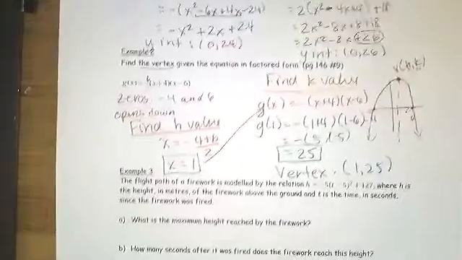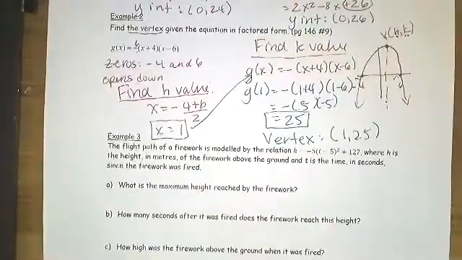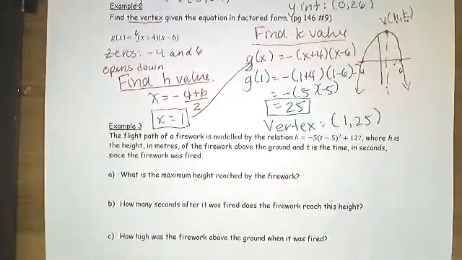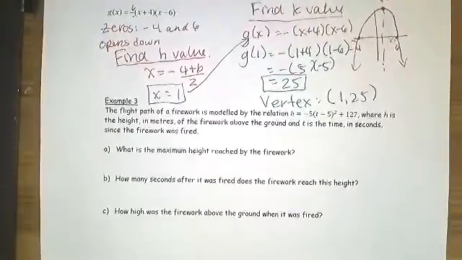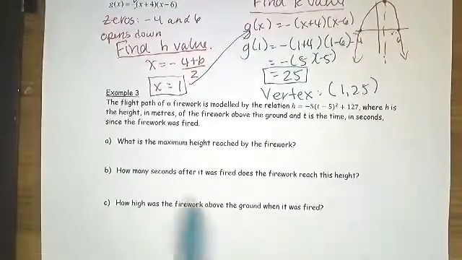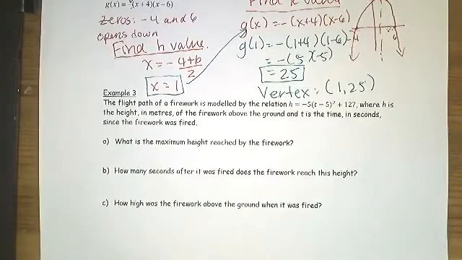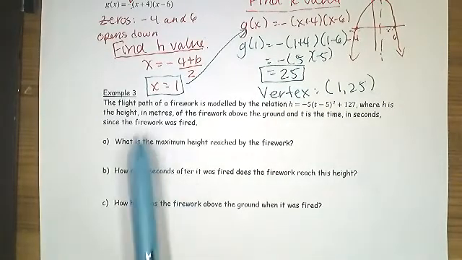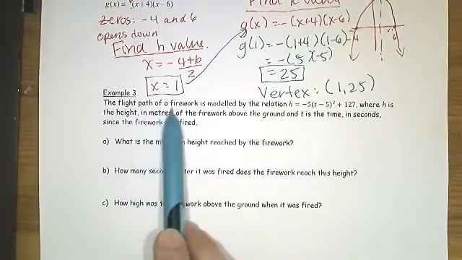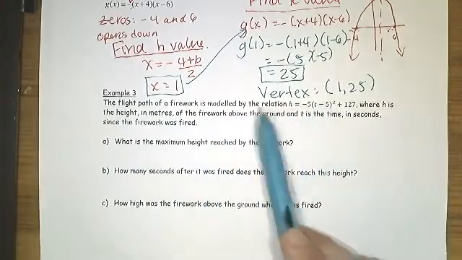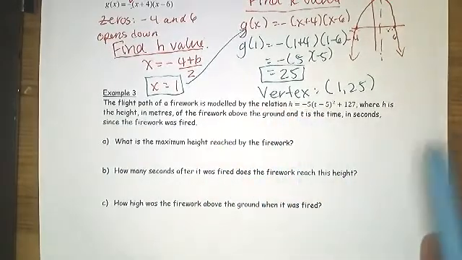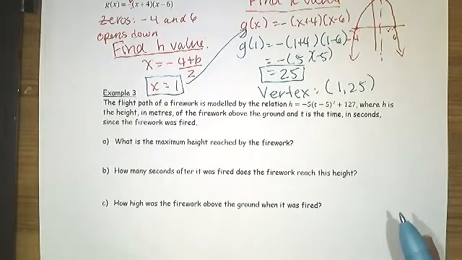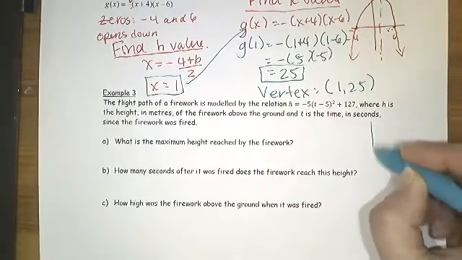Our next example is more of an application type question. You'll see that you'll have to do a couple of these in the homework. So it's basically understanding words in this one and how the words relate to our equation in order to solve this. So let's start. We have the flight of the firework is modeled by the relation h is equal to -5(t minus 5) squared add 25. So you should just have a little visual.